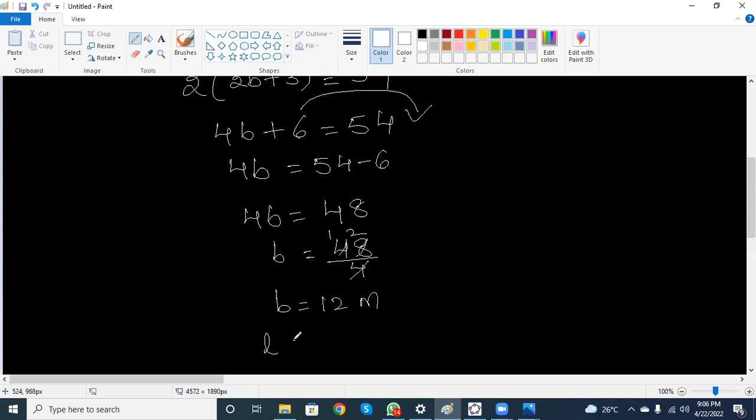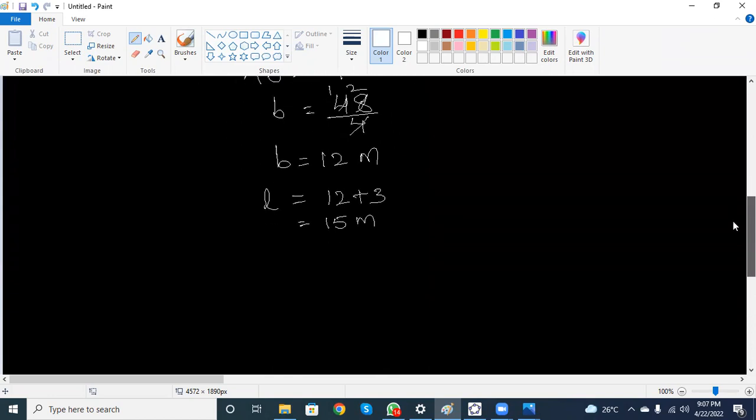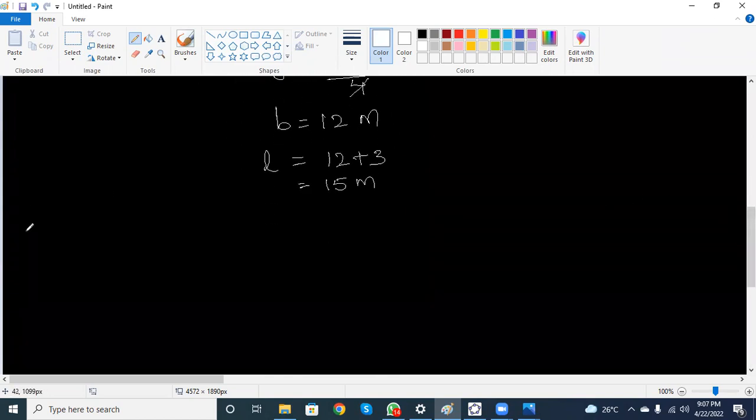We know the length is 3 more. So 12 plus 3, it is 15 meters. We got the length, we got the breadth. So this is an 8 marks question. Very simple. Next, we'll see the internal choice question also.